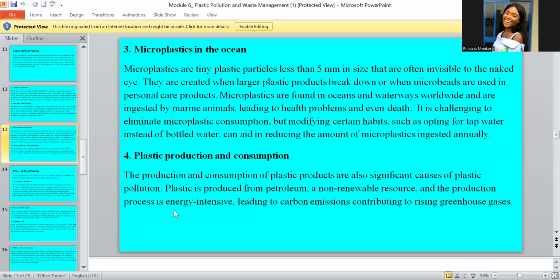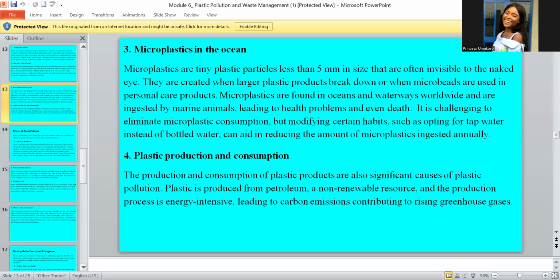Number three, microplastics in the ocean. Microplastics are tiny plastic particles less than 5 millimeters in size that are often invisible to the naked eye. They are created when larger plastic products break down or when microbeads are used in personal care products. Microplastics are found in oceans and waterways worldwide and are ingested by marine animals, leading to health problems and even death.